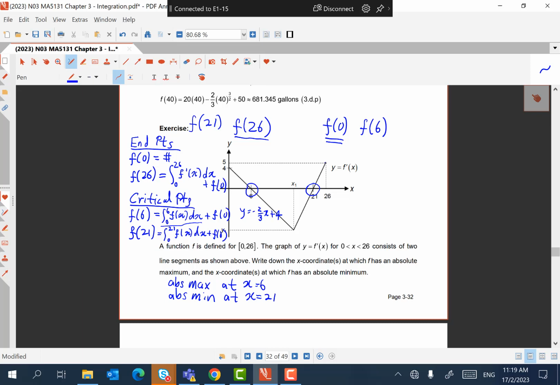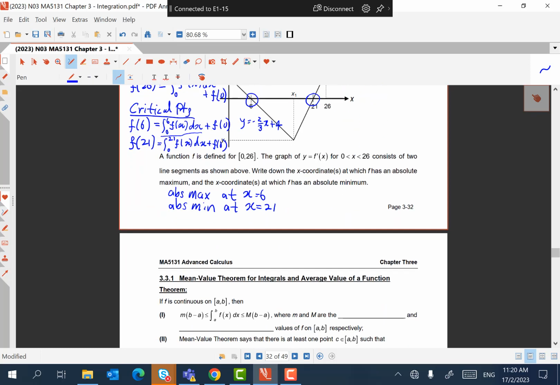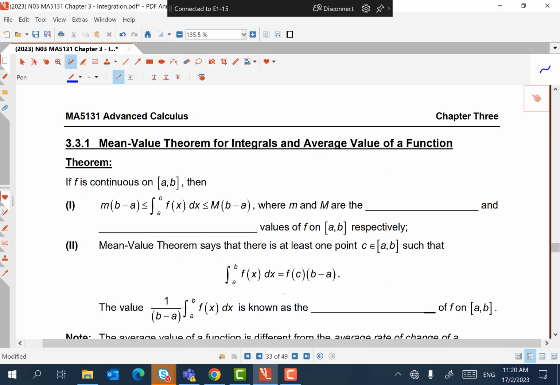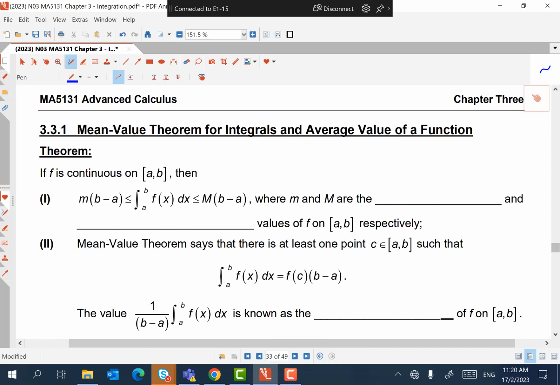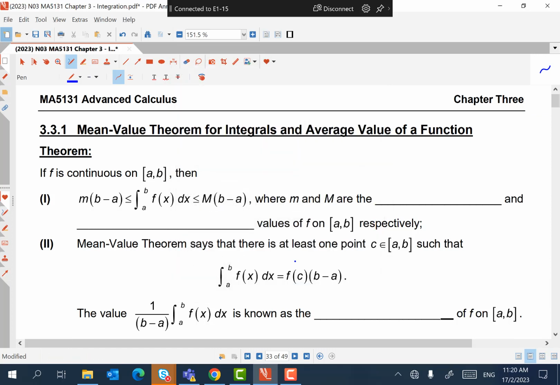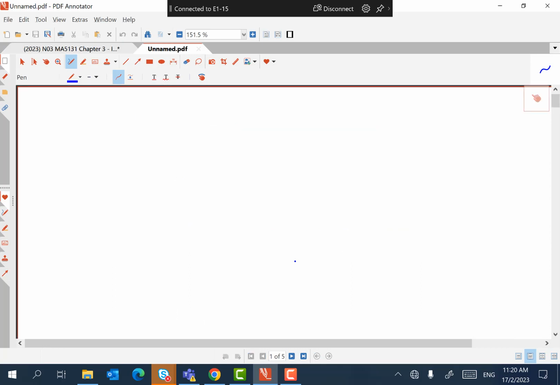This question is a typical AP question. Let's press on. There's this thing called the mean value theorem for integrals. To understand what is going on, I'm going to take a new page and discuss this on this page here.